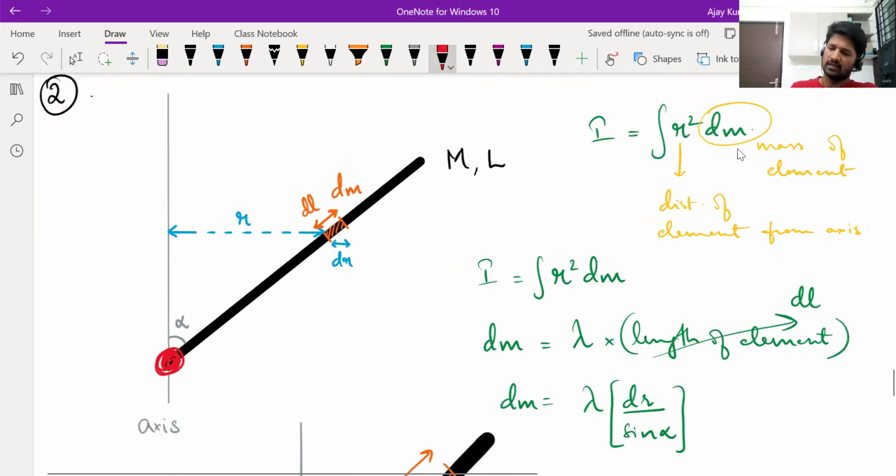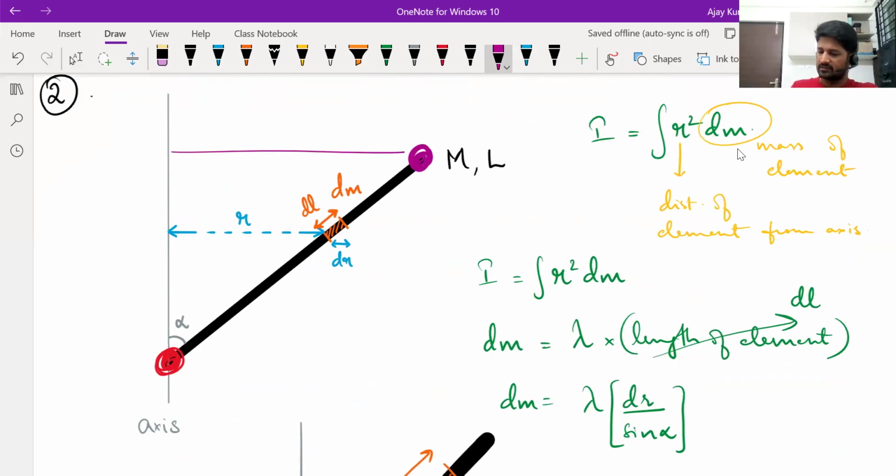Next, for the last element of the rod, how much is the distance from the axis? L? No, L is this length, no? This time that last element is not at a distance L. This we had discussed before also. You'll again have to use trigonometry. There's a right angle triangle here.